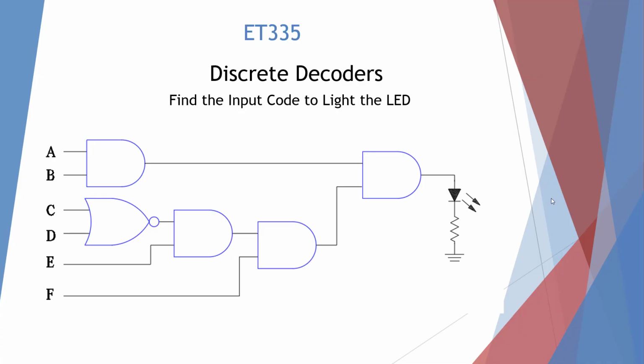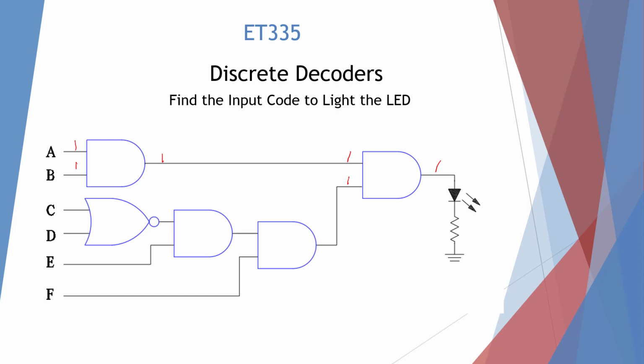Okay, we have a discrete decoder here, and we want to figure out what the input code is. So the first thing we have to go to is the output. And 1, 1 is the unique condition for this, and a 1 output is going to make that light up. So this is unique condition 1, 1. This is a 1, 1, 1.